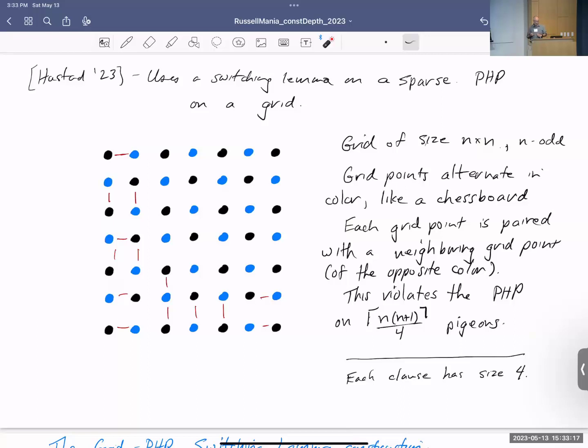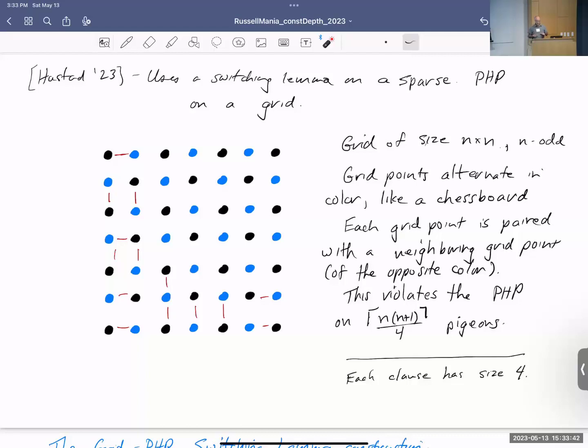So Hastad works in the following setup. You've got a chessboard with black and white squares, as I've drawn as black and blue, because I didn't really want to make white dots in these slides. And so it's size n by n, where n is odd. So in this case, there's one more black square than blue square, one more black vertex than blue vertex.